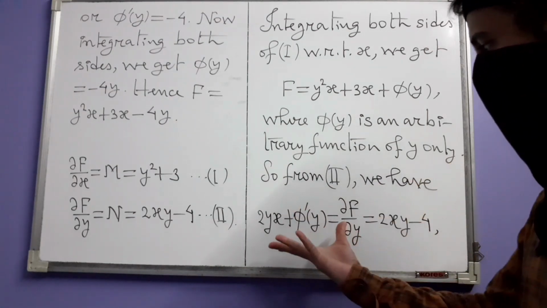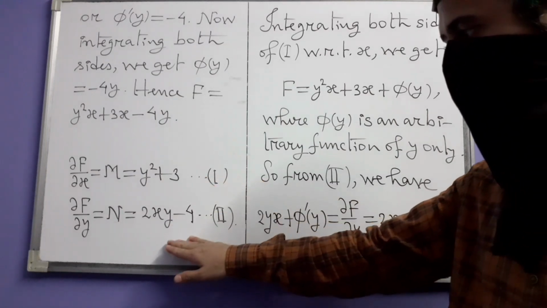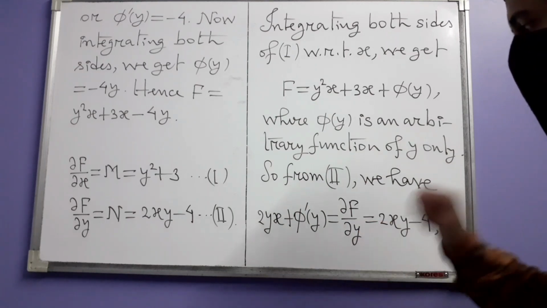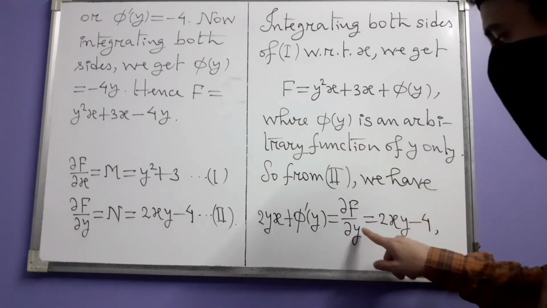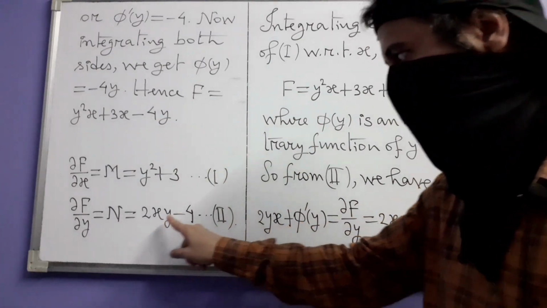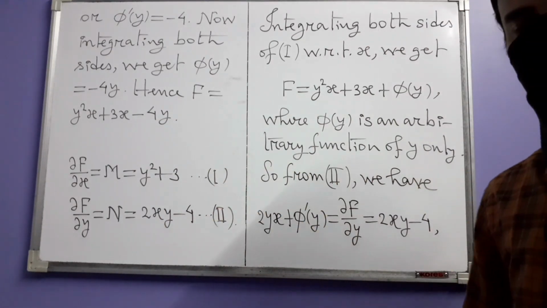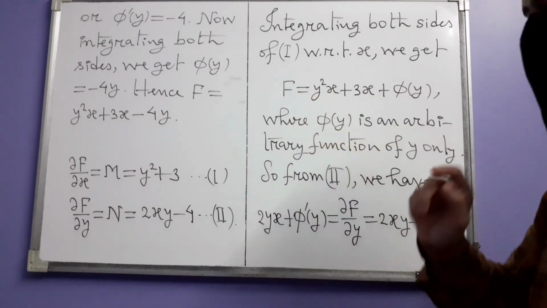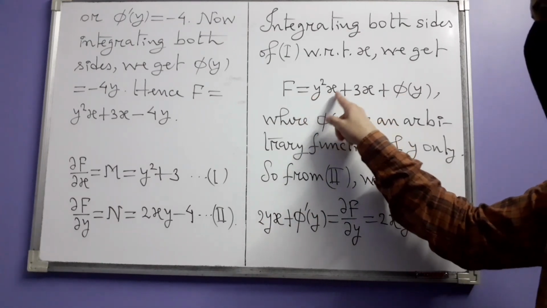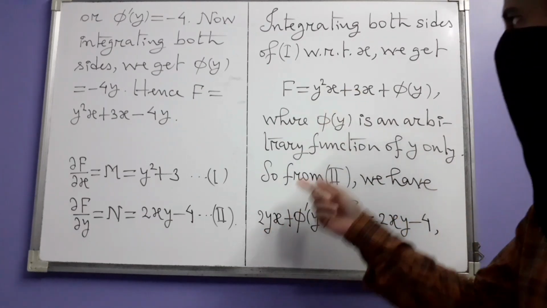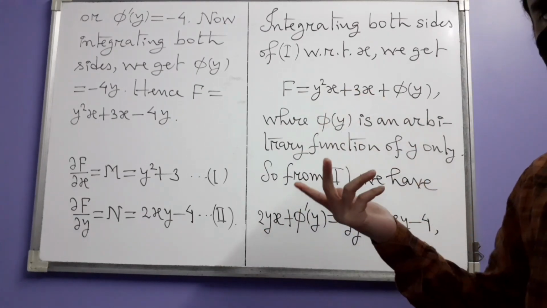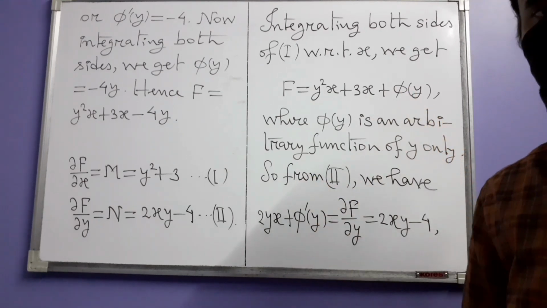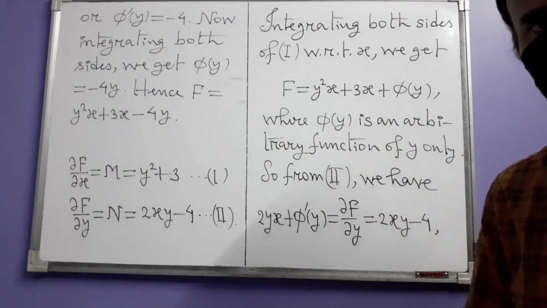So from equation 2 we have this. I have kept the 2 equations because we need them now, so I haven't erased them. How do you get this? Of course del f del y equals 2xy minus 4, that's what we are getting from 2. But from here also we are going to get del f del y. So if you differentiate partially with respect to y, x is considered constant, so this term will give you 2yx, and this term will give you 0 because there is no y. And this is a function of y only, so this will be the ordinary derivative of that function, because differentiation is happening with respect to y.